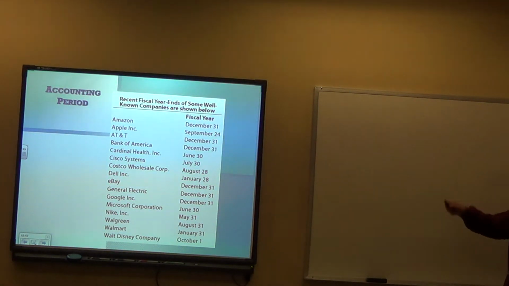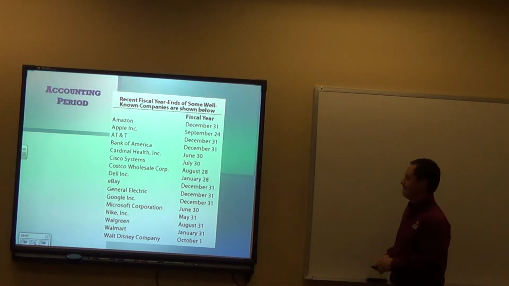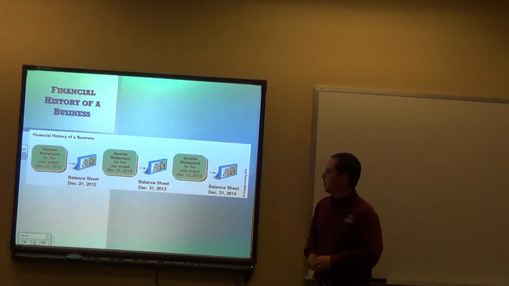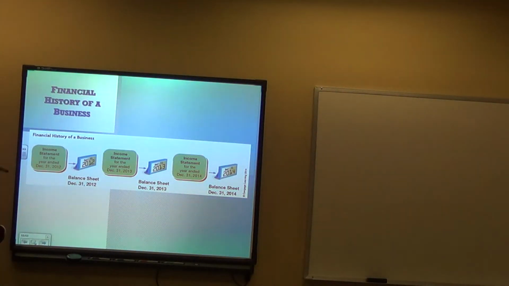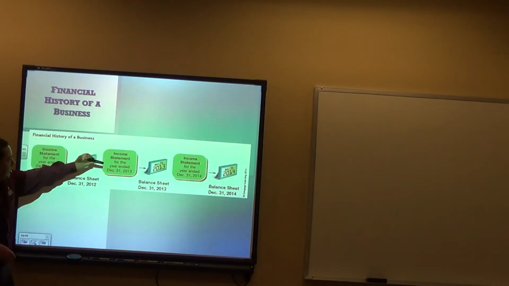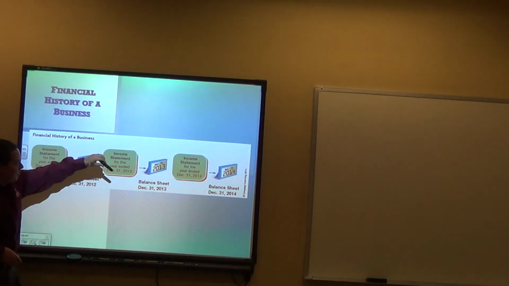So there's different ones, different times when they start. All right. So this is some financial history of a business. Basically, the income statement for the year ended, then you have your income statement the next year, then the next year, then you have your balance sheets there.